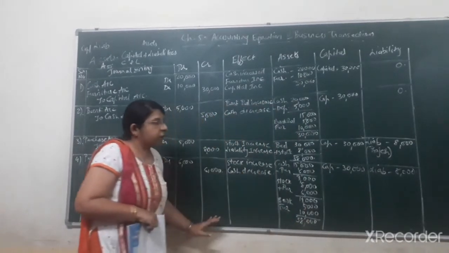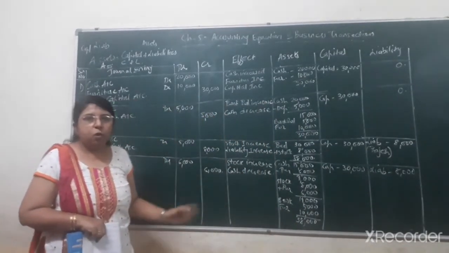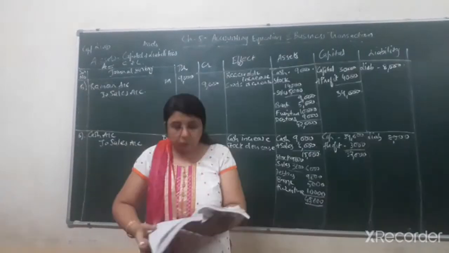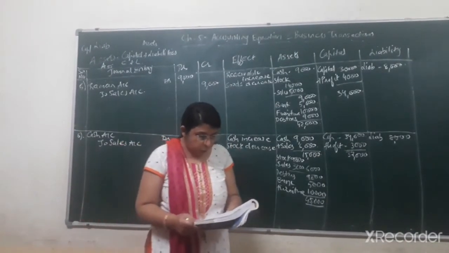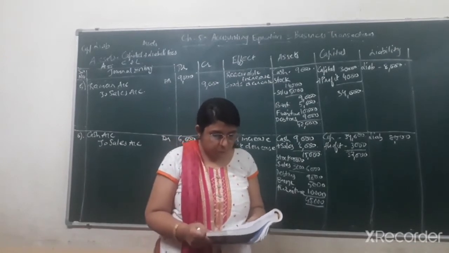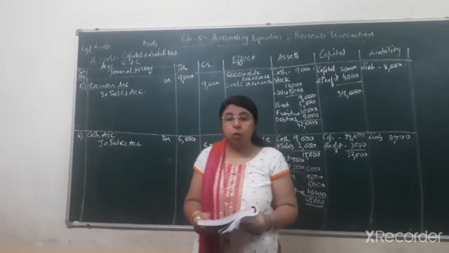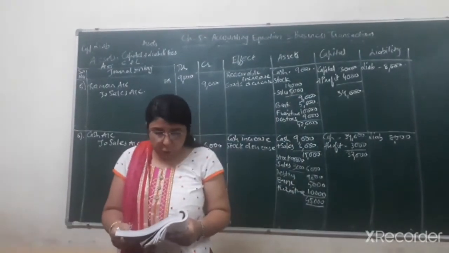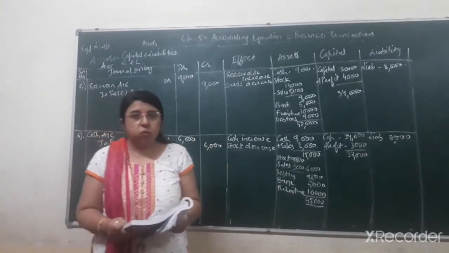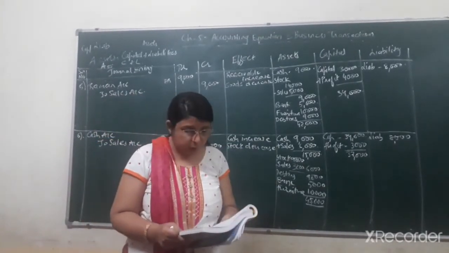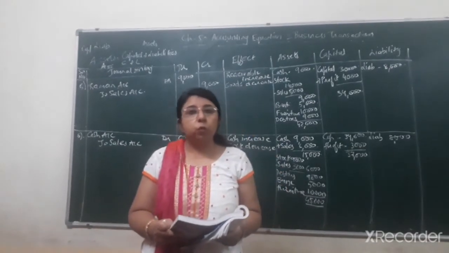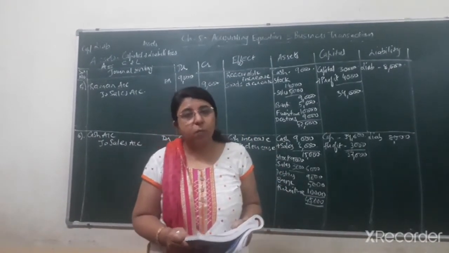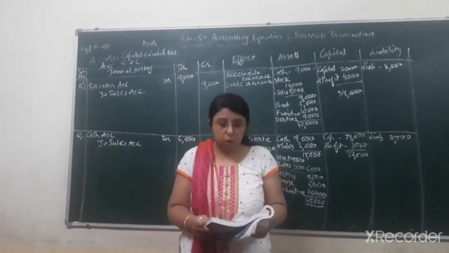So up till now we have completed 4 transactions. Now moving on with the 5th transaction. Now let us read the 5th transaction. Goods of rupees 5,000 sold for rupees 9,000 to Raman on credit. Goods are actually of 5,000 that are sold at a profit to Raman at rupees 9,000. So profit worth rupees 4,000 is earned by selling the goods to Raman on credit.